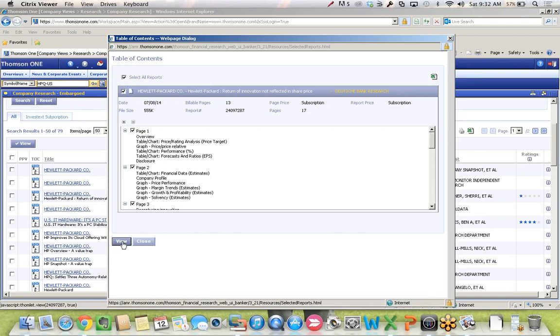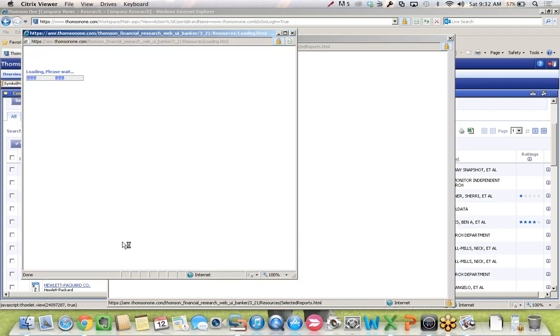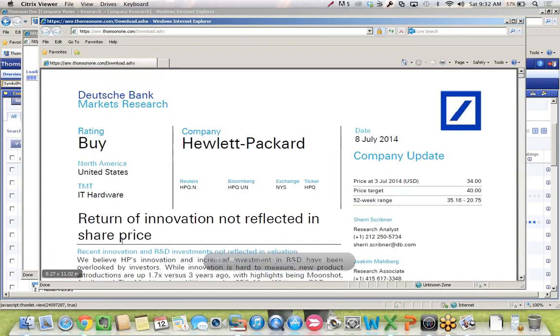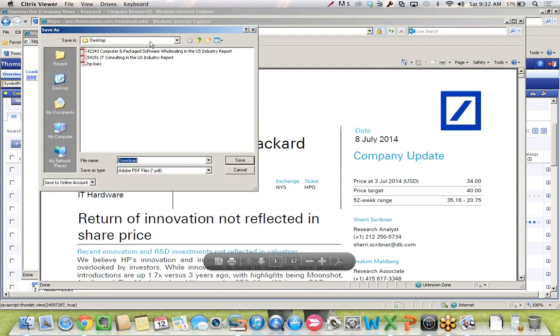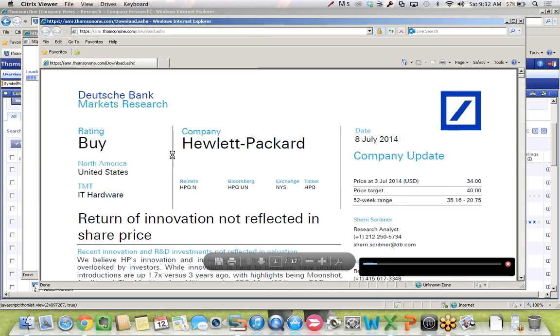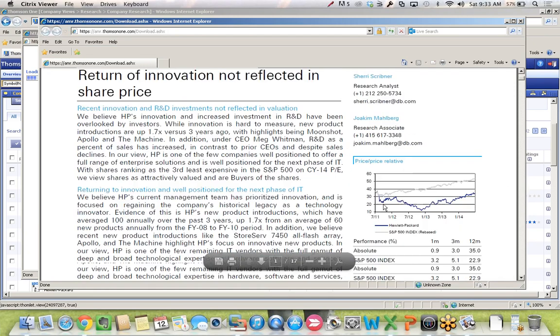So what I would recommend for your group projects is the same thing. Pull a couple analyst reports because they will help you as you're coming up with your own scenarios for the future. So HPDB is an example. Again, Deutsche Bank is a little bit bullish in HP. They have a $40 price target. And in their scenario, they're basically saying their R&D is not reflected.